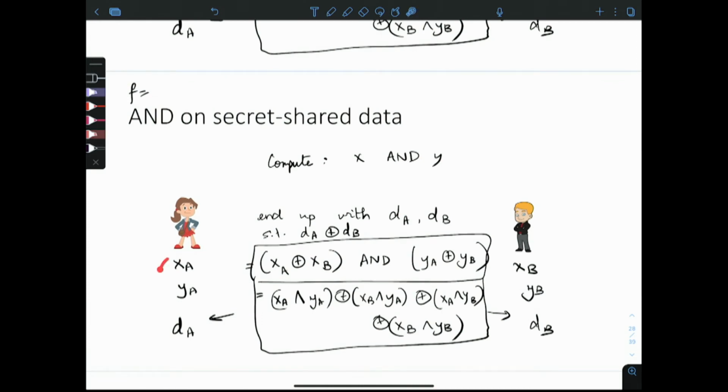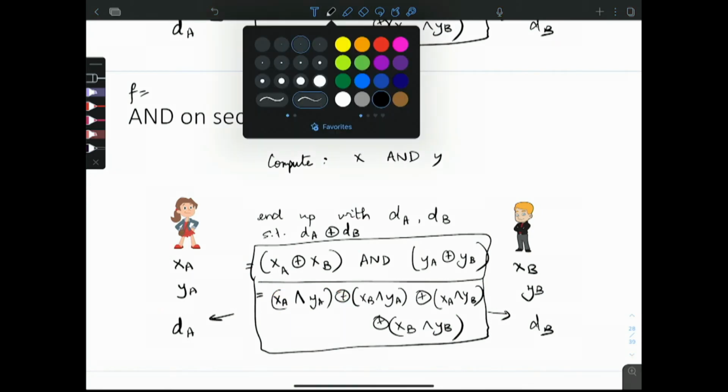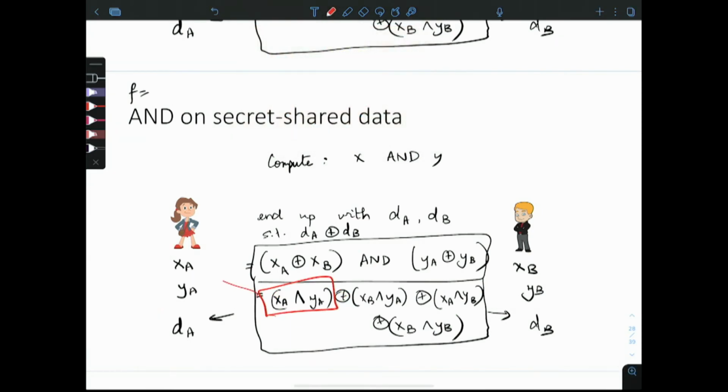Now, Alice has both XA, YA, so she can compute XA AND YA locally, given the information she has. Similarly, Bob can compute the XB AND YB part of this locally, given the information he has. The problem are these cross terms. One is of the form XB AND YA, the other is of the form XA AND YB. But these are also just ANDs. And we know how to do AND with OT.